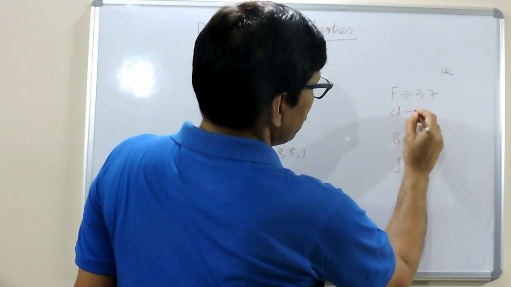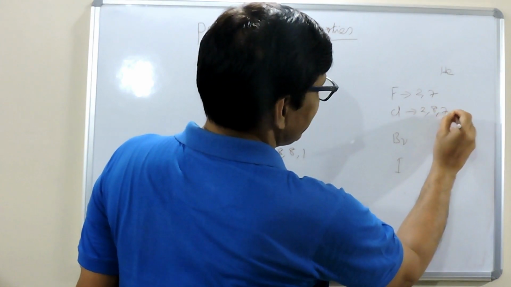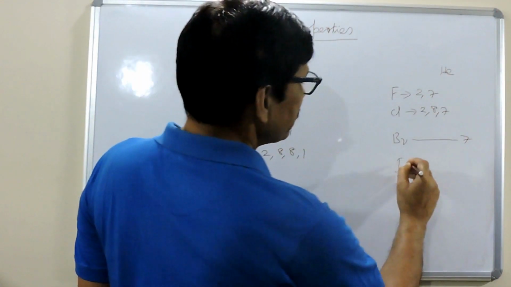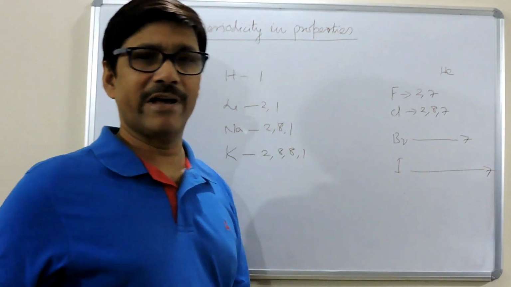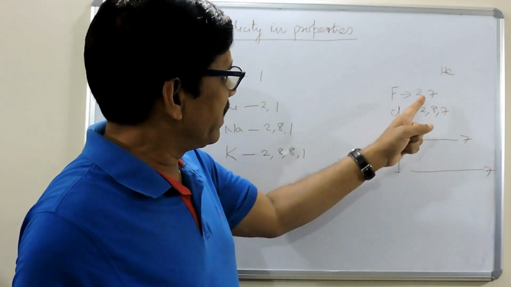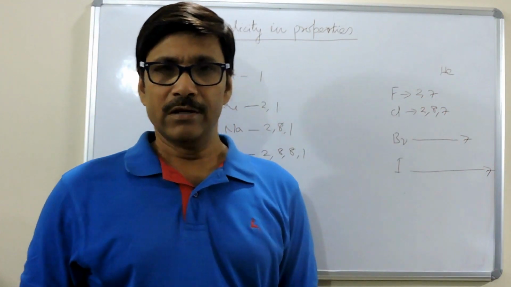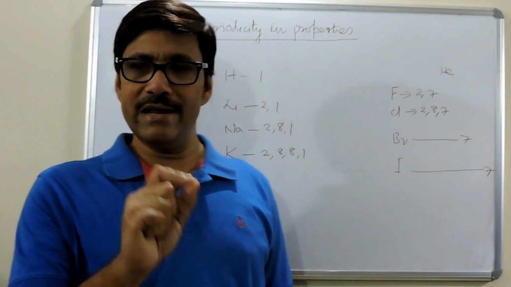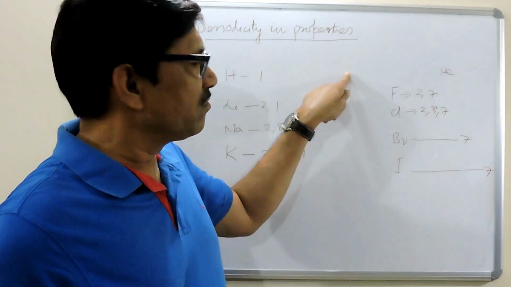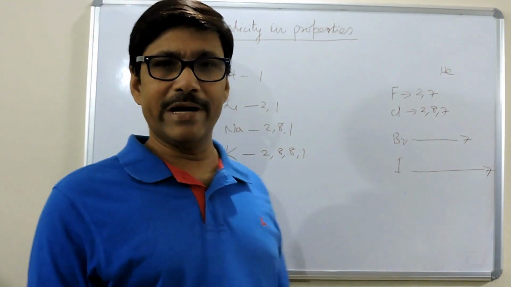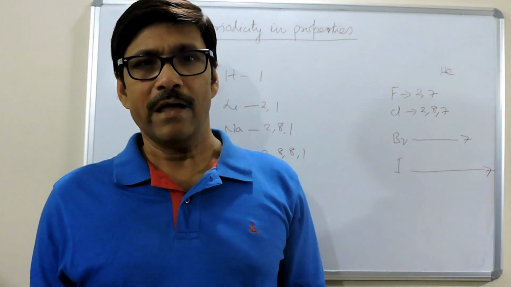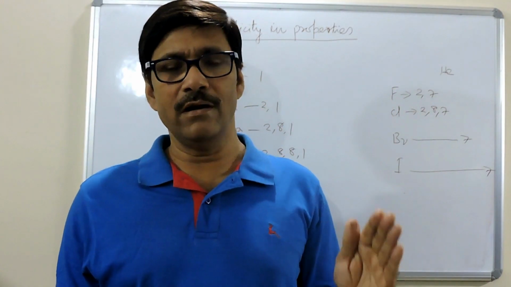fluorine is 2, 7, chlorine is 2, 8, 7. Similarly, if you write for bromine, in the last shell you will find there are 7 electrons. Similarly, for iodine also in the last shell we have 7 electrons. So all these halogens have similar chemical properties due to the presence of 7 electrons in the last shell. So what happens when we arrange elements in increasing order of their atomic number, after intervals of 2, 8, 18 or 32 elements, their valence shell configuration becomes similar. And due to this similarity, they have similar chemical properties.